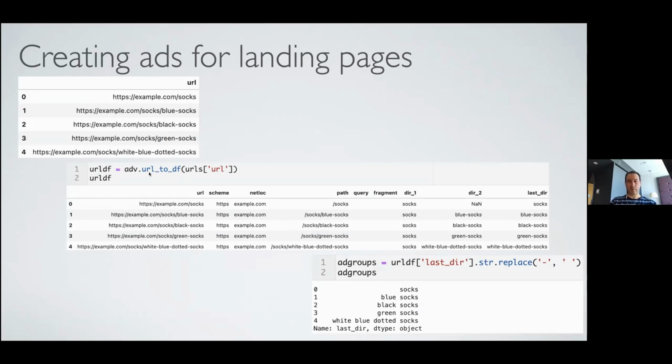There's a function called URL to df. Df is data frame. No need to get into its details, but what we did here is the path part of the URL has been split into directory 1, 2, 3, etc. And this one here is the last non-empty directory that we have. And we replace the dashes with a space, and we get something called ad groups. Okay.